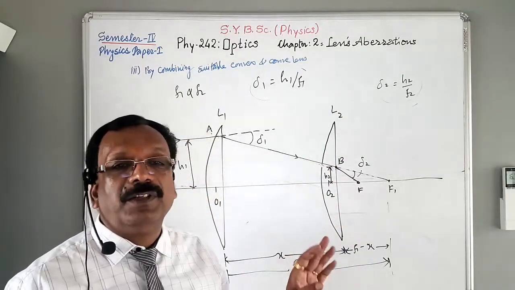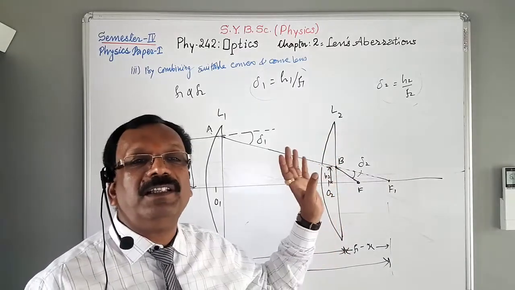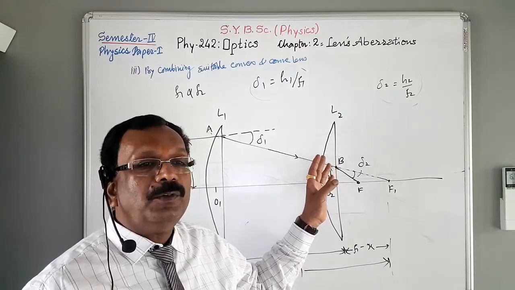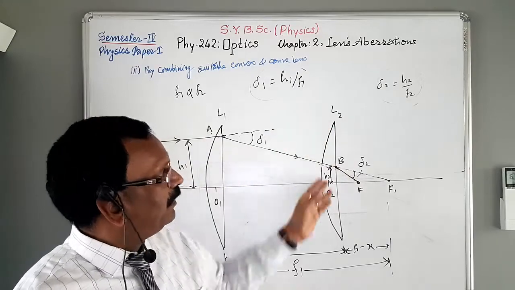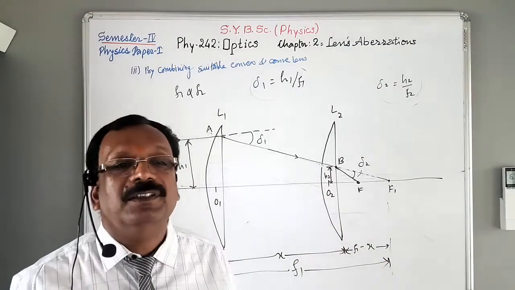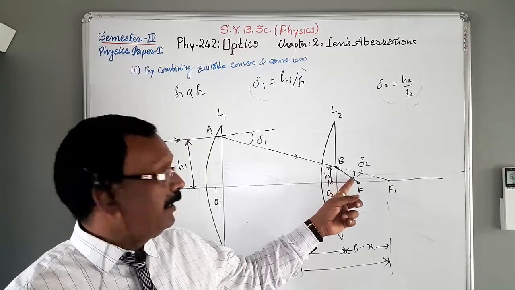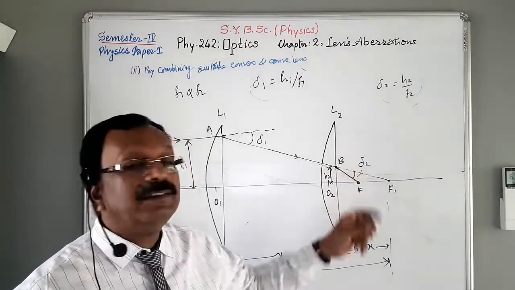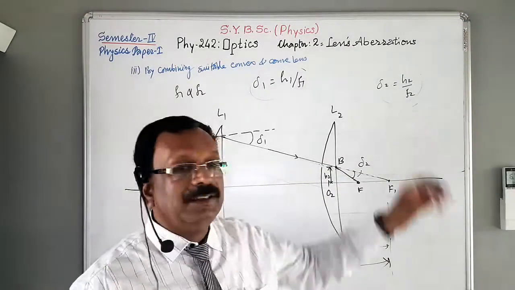However, AB has to pass through L2 because L2 is present there. So due to the presence of L2, the ray AB becomes incident on L2 and gets refracted along BF. So BF makes a deviation with this lens L2, that is delta 2, the deviation made by the incident radiation, and this delta is like this.